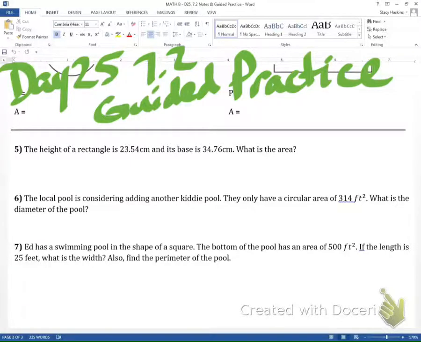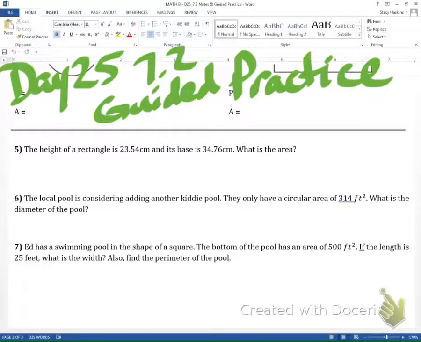Now we are going to apply what we just learned about solving for a missing measurement in a formula with a few problems that we did or we're going to attempt to do on the Day 25 packet 7.2 guided practice. So at this time I would like for you to push pause, get out your Day 25 packet, and turn to the 7.2 guided practice.